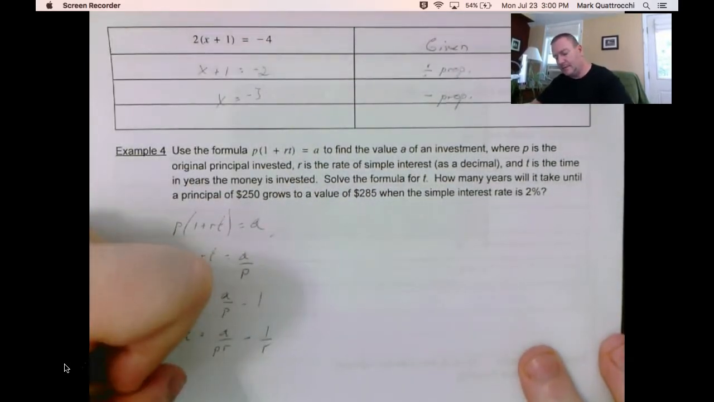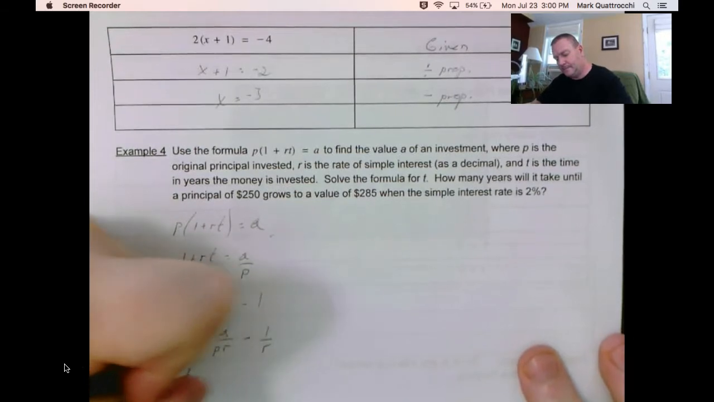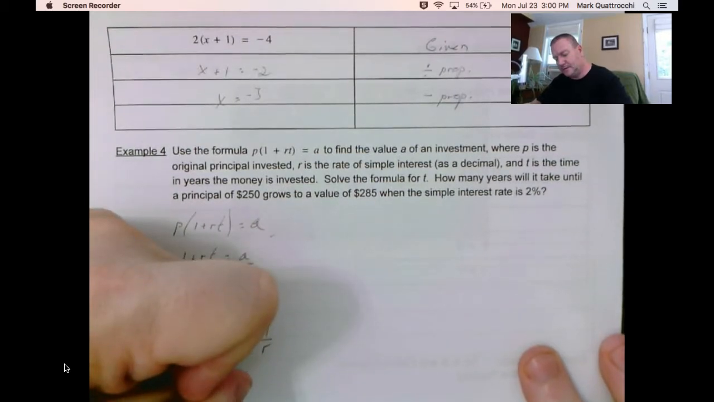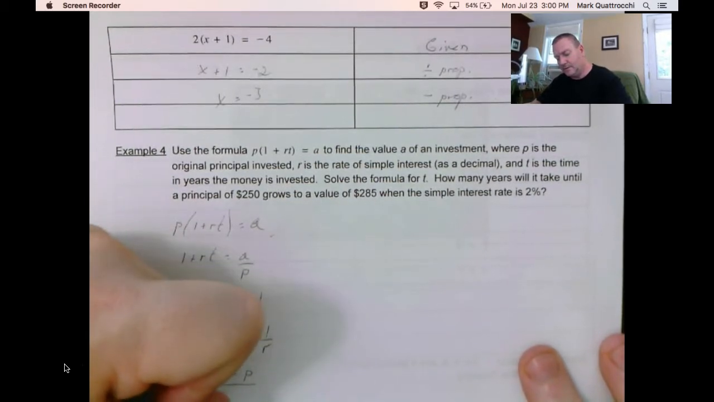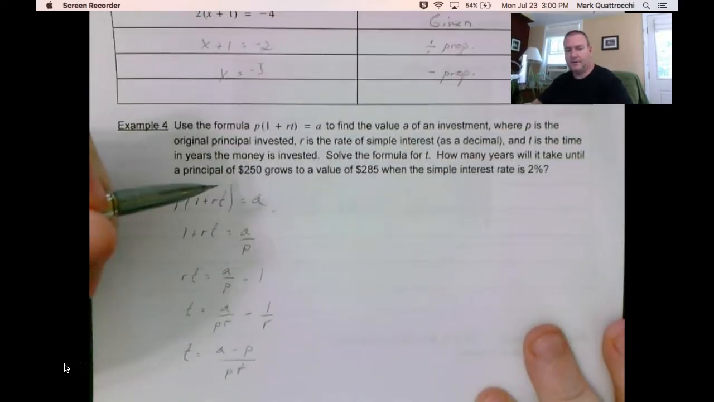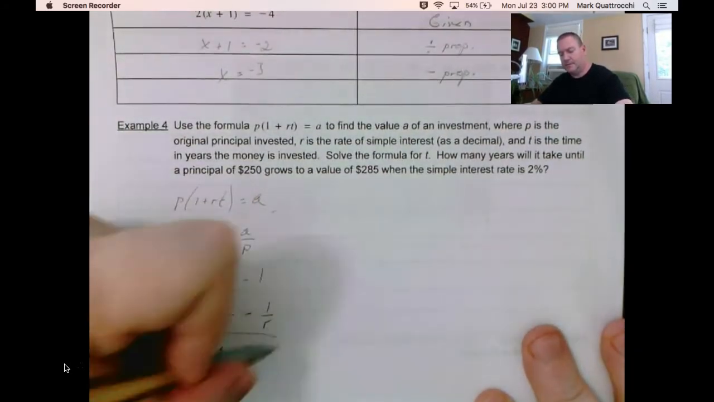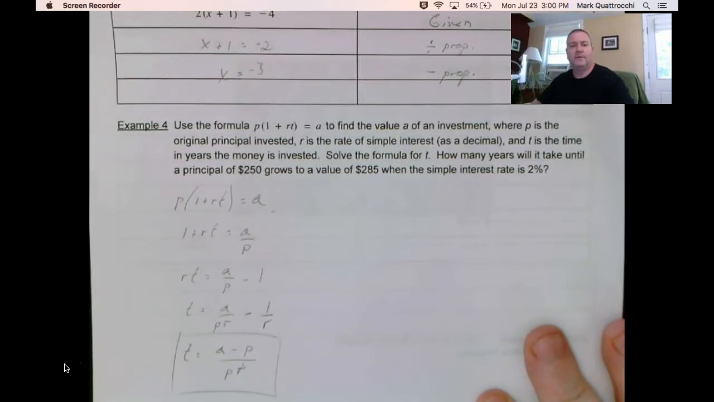And get my common denominator. A minus P over PR. And there's my formula solved for T.